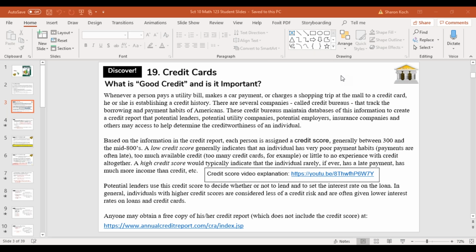The good thing about having a really good credit score is that when you go to apply for a loan or a new credit card, most of the time you're going to be able to qualify for a better interest rate, that APR, that annual percentage rate. So that's what you want to do. You want to have the best credit possible.